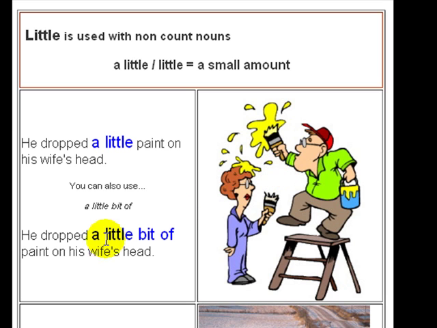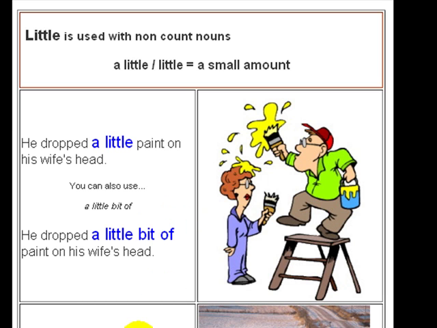Now there's another way to say that, a little bit. Okay? A bit also indicates a quantity. In other words, this is a bit of paint. This is a bit of paint, meaning it's a quantity, and it's a little bit of paint, which is also a quantity, but you put them together, and it's a little bit of paint. Okay? She doesn't think so, but he does.